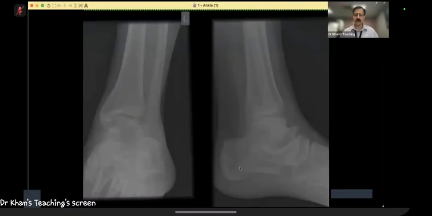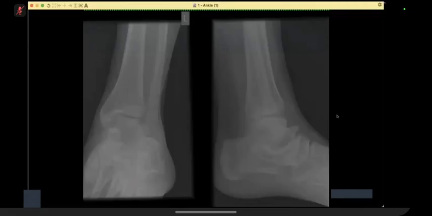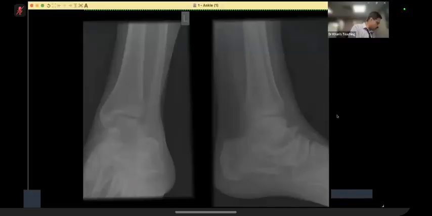Candidate 1, you can see the image. I can. Okay, this is your first case. Let me tell you the history. 24-year-old male, hindfoot pain. Over to you.